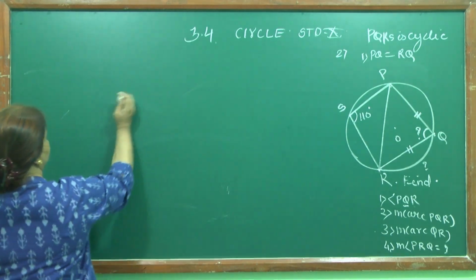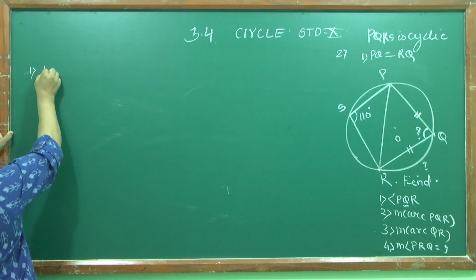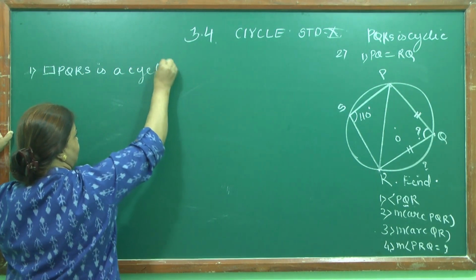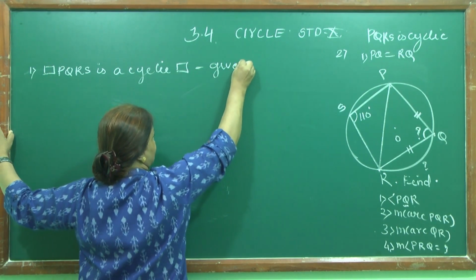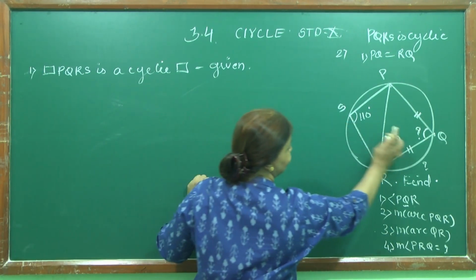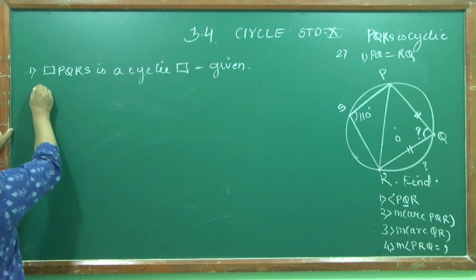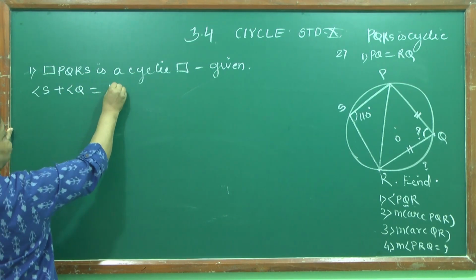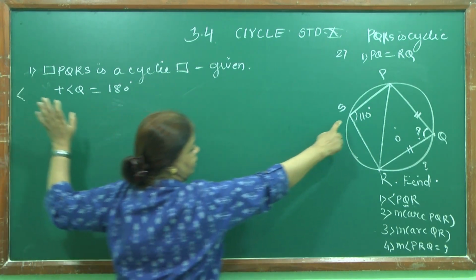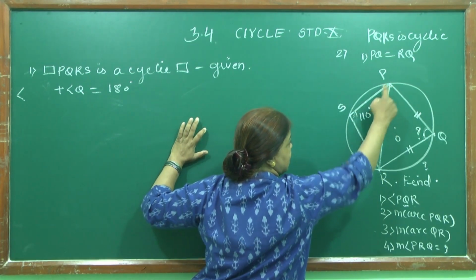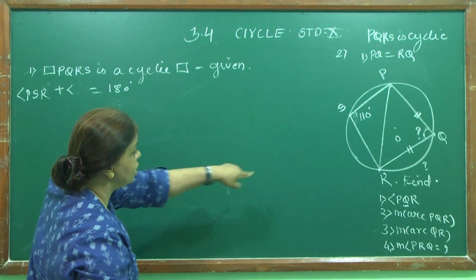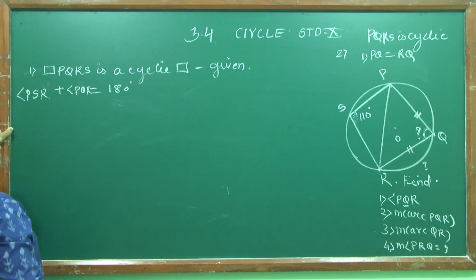First, what is given? PQRS is a cyclic quadrilateral, and the reason for this is given. So if it is a cyclic quadrilateral, then what can we do? The opposite angles will be supplementary. I can say angle S plus angle Q is equal to 180 degree. Angle S can be written as PSR, plus angle Q can be written as PQR, is equal to 180 degree.